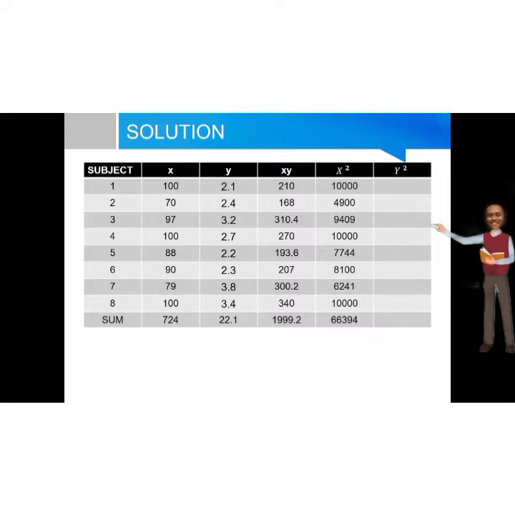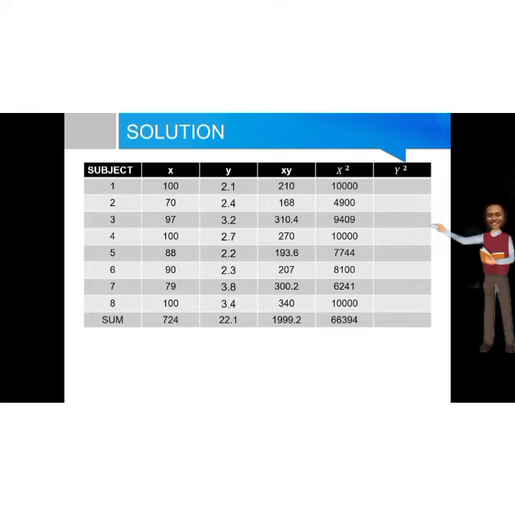100 square is equals to 10,000. 88 square is equals to 7,744. 90 square is equals to 8,100. 79 square is equals to 6,241. 100 square is equals to 10,000.